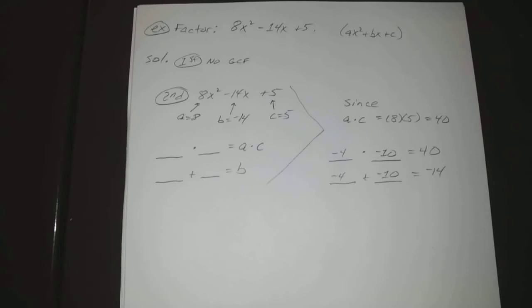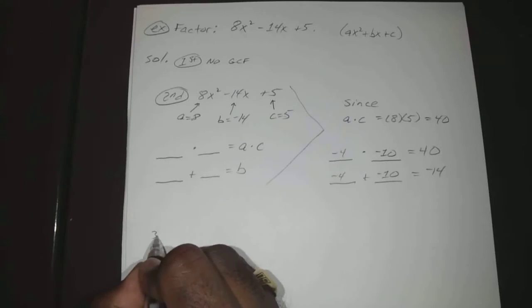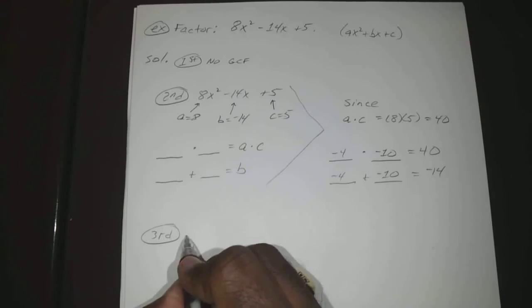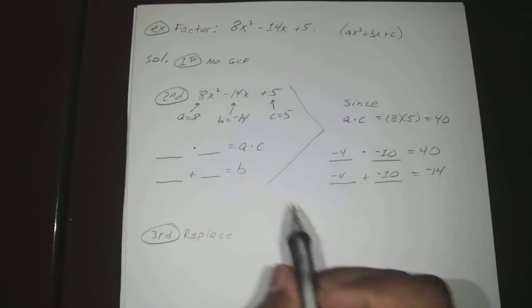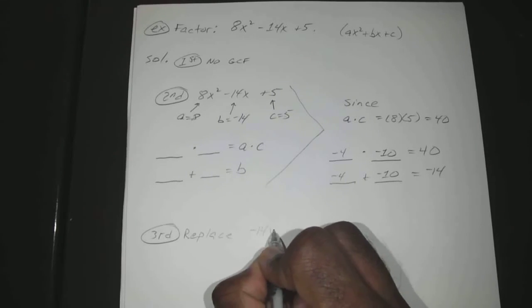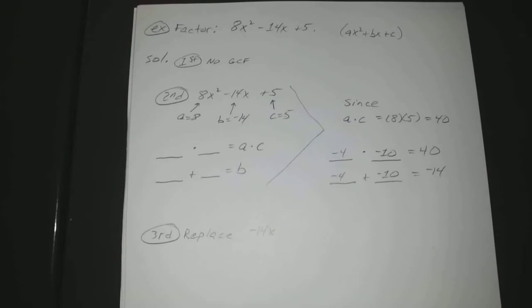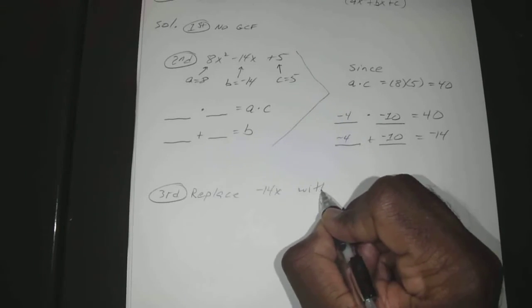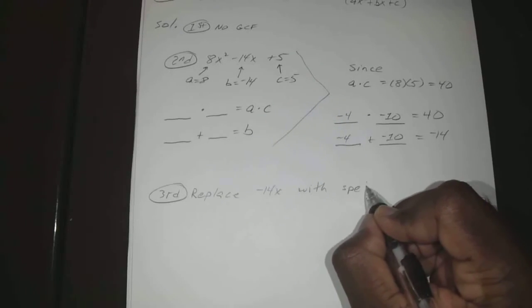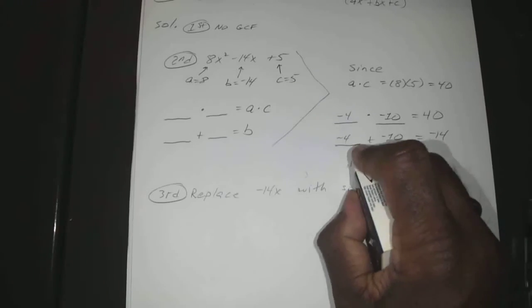Now, because you have that 8 in front of the x squared, you can't just plug them in like you did before. This is where the third step comes in. You're going to replace your bx, so in this case negative 14x, with those two values. Uh-oh. Step 2.